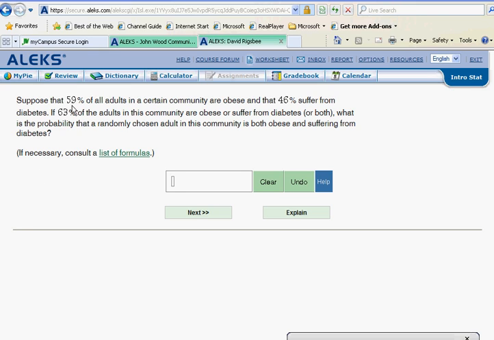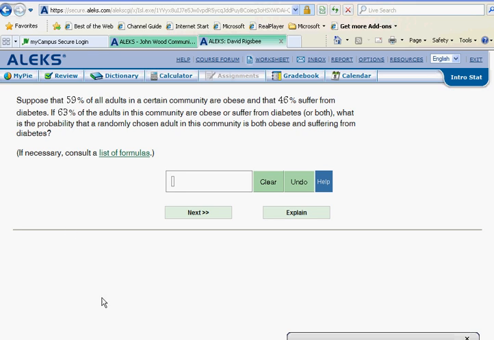In this one, it says, suppose that 59% of all adults in a certain community are obese and that 46% suffer from diabetes. Now, if 63% of the adults in this community are obese or suffer from diabetes or both, what is the probability that a randomly chosen adult in this community is both obese and suffering from diabetes?